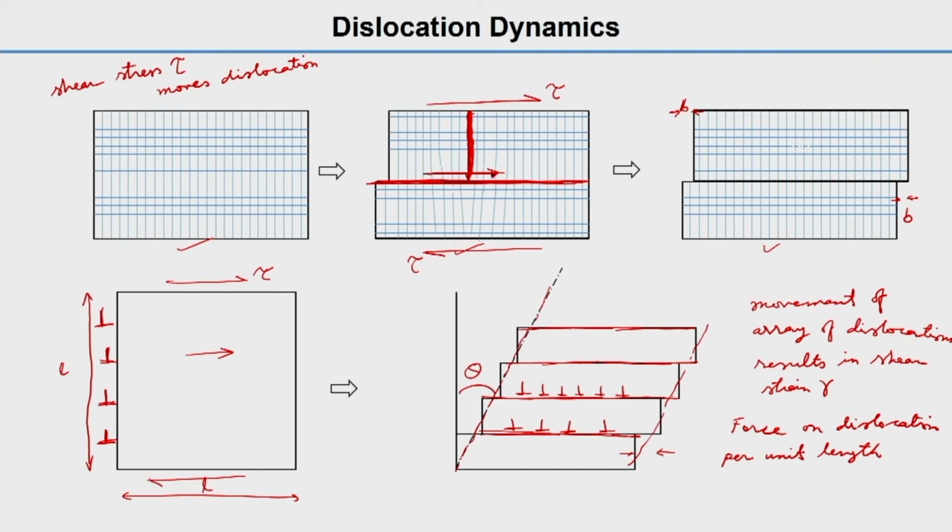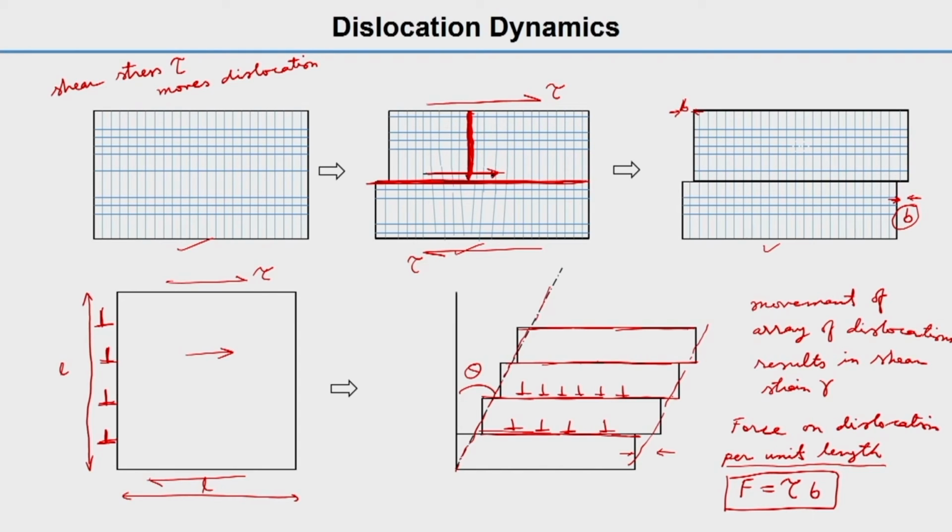So that force will be equal to tau, the shear stress, multiplied by the magnitude of the Burgers vector, that is the offset caused by the dislocation. Here you can see this is the Burgers vector magnitude. If one dislocation goes out of this surface, the distance is b. So this is the force per unit length acting on the dislocation.